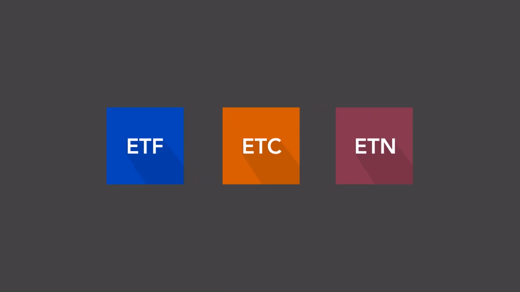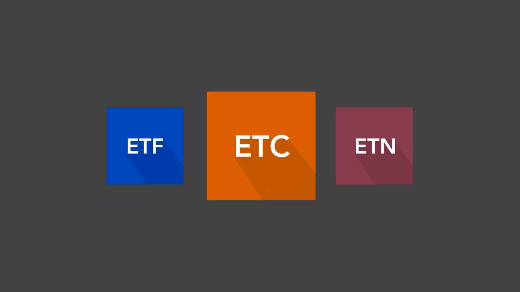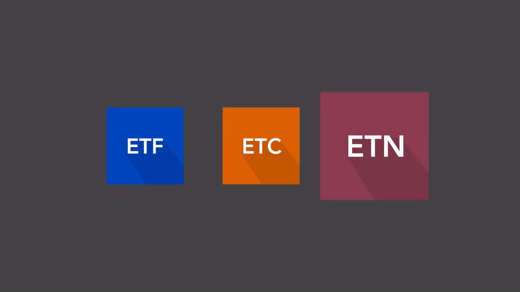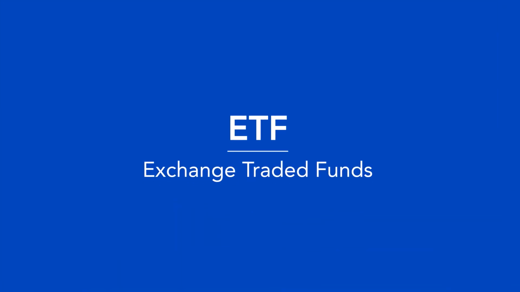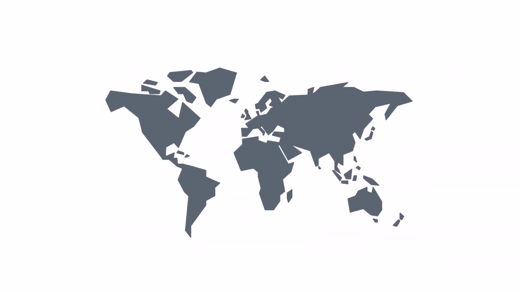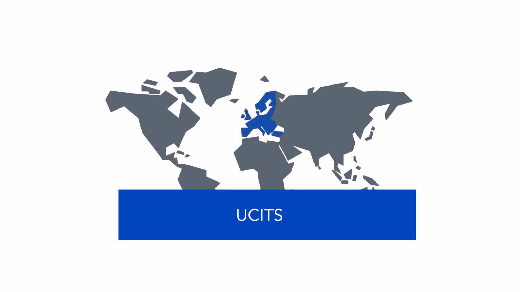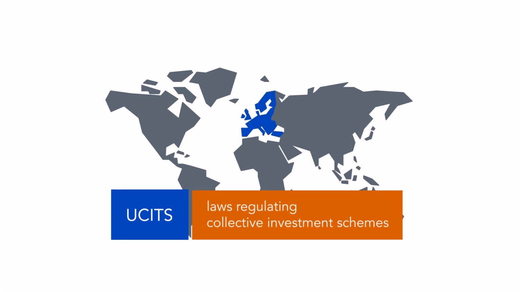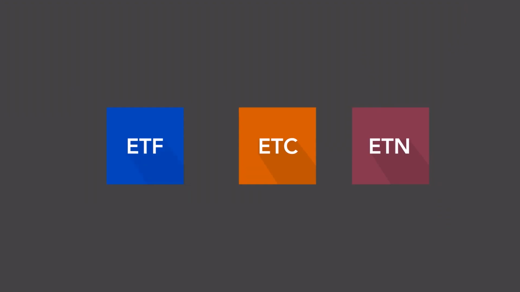ETPs are typically divided into three categories: exchange-traded funds, exchange-traded commodities, and exchange-traded notes. Exchange-traded funds are structured as funds and commonly governed by the UCITS framework in the European Union, which provides a number of important safeguards for investors.